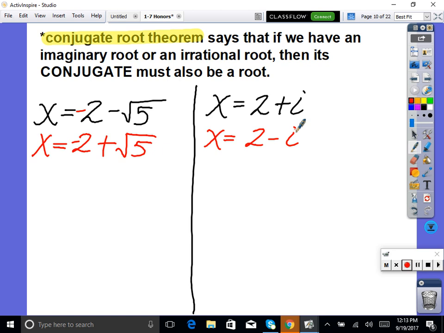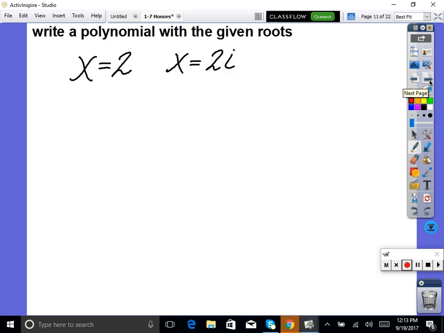What other solutions do we have? Well, I've answered it, haven't I? Now, what does it ask? You've got to read your directions. For example, it says, write the polynomial with these given roots. So we have x equals 2. Should I write x equals -2? No, conjugate roots doesn't work with whole number roots. It only works with imaginary or irrational. So we can't say for sure that -2 is a solution.